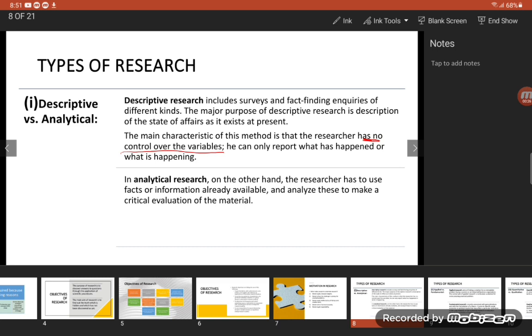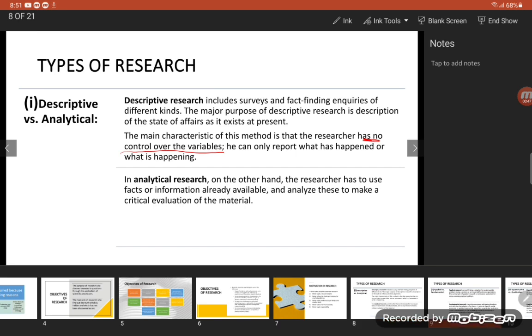What about the analytical one? In case of analytical one, just like the analysis of the stock market, for example. So this is the first classification of researches.